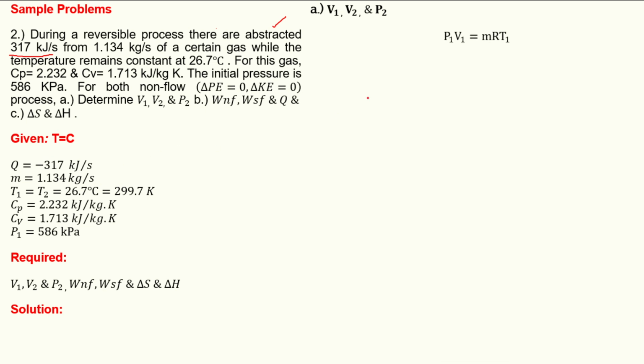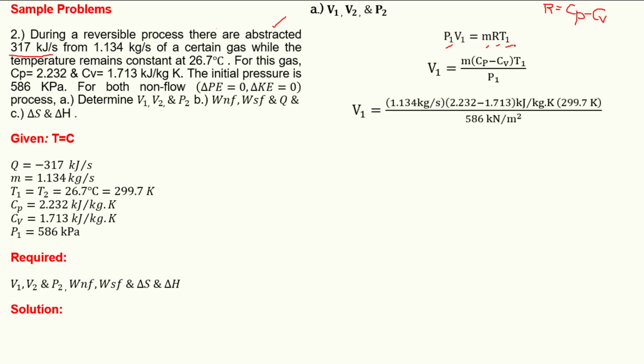Okay? So, P1, given yan. V1, yan yung hinahanap. Meron tayong mass. Yung R natin, pwede natin makuha sa formula na R is equal to Cp minus Cv, since given naman tong dalawa. P1, given yan. So, direct sub lang pala to. Kapag kinross multiply natin, ang magiging formula niyan, V1 is equal to mRT1 over P1, or m times Cp minus Cv times T1 over P1.